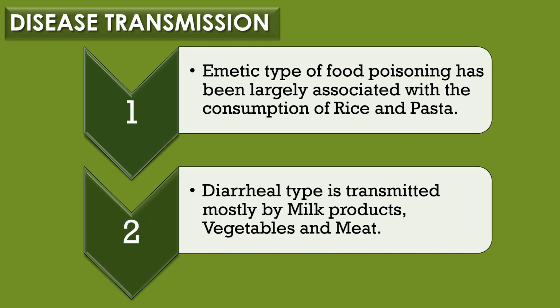Disease transmission of Bacillus cereus. The primary mode of transmission of disease by Bacillus cereus is via the ingestion of Bacillus cereus contaminated food. Emetic type of food poisoning has been largely associated with the consumption of rice and pasta, while the diarrheal type is transmitted mostly by milk products, vegetables and meat. It forms spores and spreads very easily.